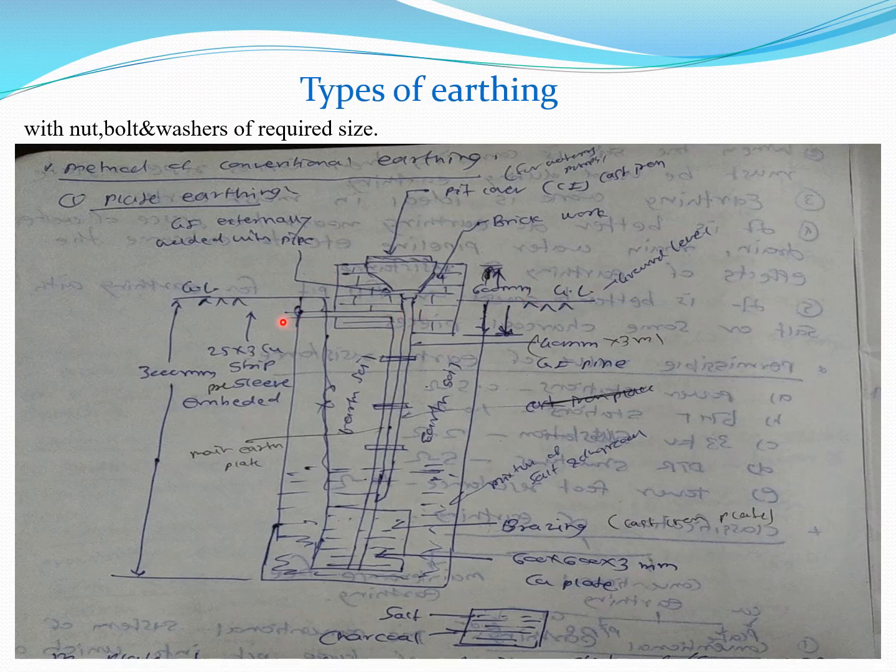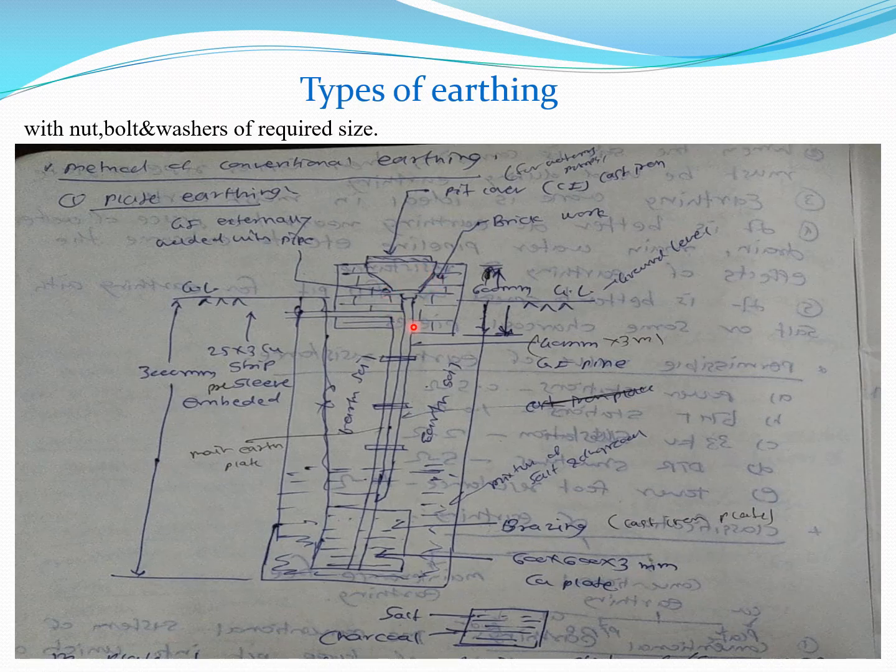In the case of plate earthing, this is GL, meaning ground level, and below this ground level the plate earthing is provided. This is the plate, which is connected with the help of this vertical connector. Now there is a pit cover above the ground level. It is used for watering purposes. During regular maintenance, we can pour water through this pit.